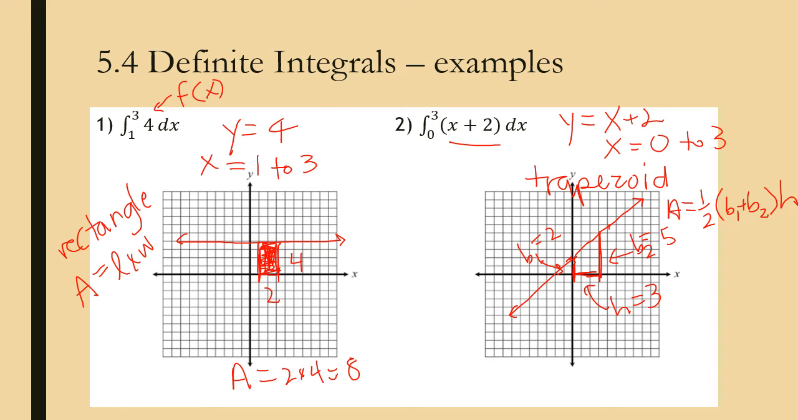So the distance between the two bases is the height, and in this case that's 3. And so now we can find the area. 1/2 times 2 plus 5 times 3. And that comes out to be 10.5. And that's all there is to it. We don't have any units because we're just using numbers for now.